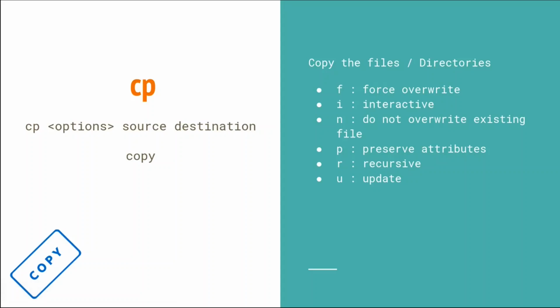Hello and welcome. In this lecture, we will see how we can copy a file from a source to a destination. So we'll use the cp command, that is short for copy, and we'll see the following options: -f for force override, -i for interactive, where we do not overwrite the existing file, -p for preserve attributes, -r for recursive, and -u for update.